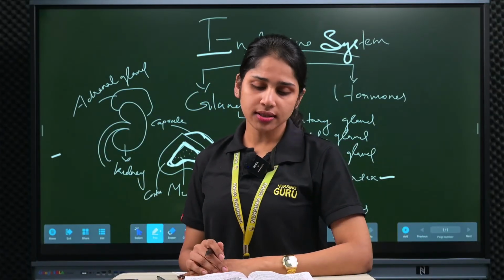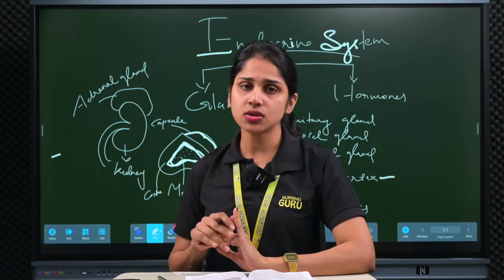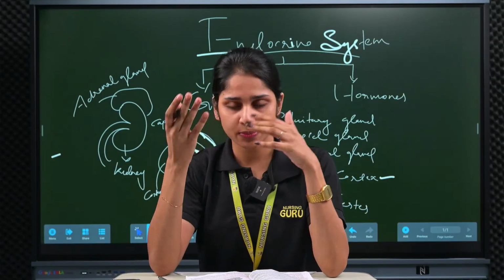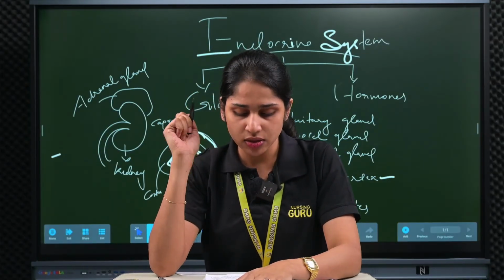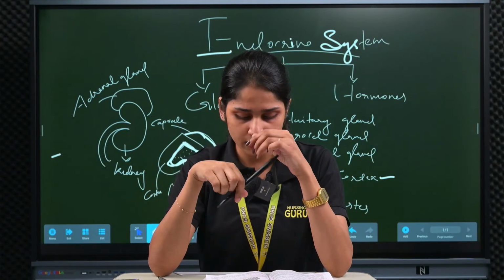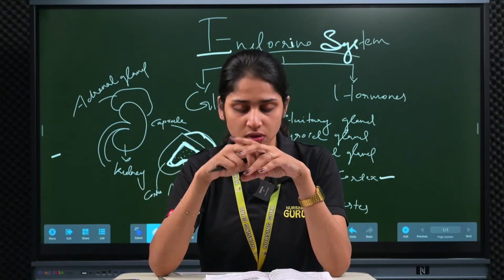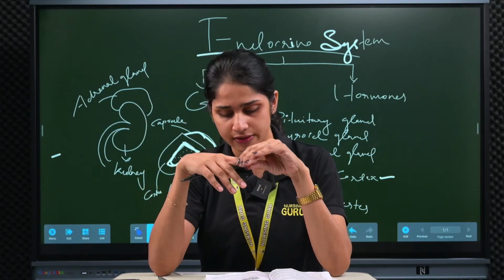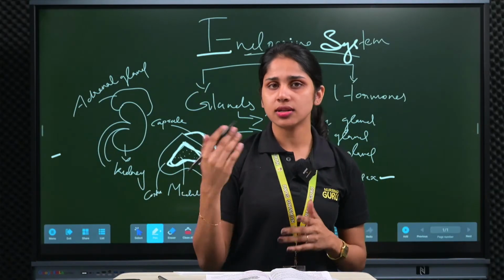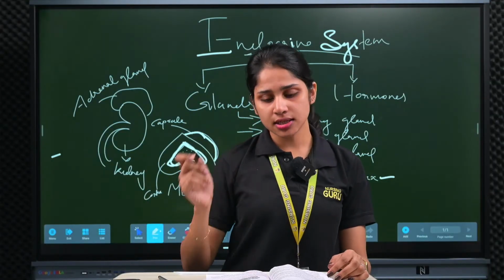What are the main hormones in the pancreas? The main hormones are insulin and glucagon. Insulin reduces the blood glucose level. That is the main function of insulin. And glucagon increases the blood glucose level. So, insulin reduces the blood glucose level, and glucagon increases it.